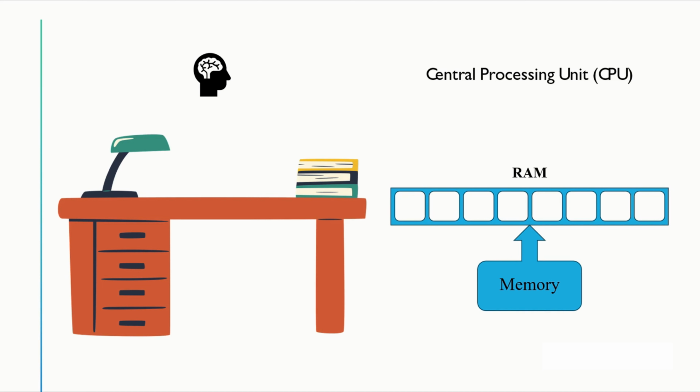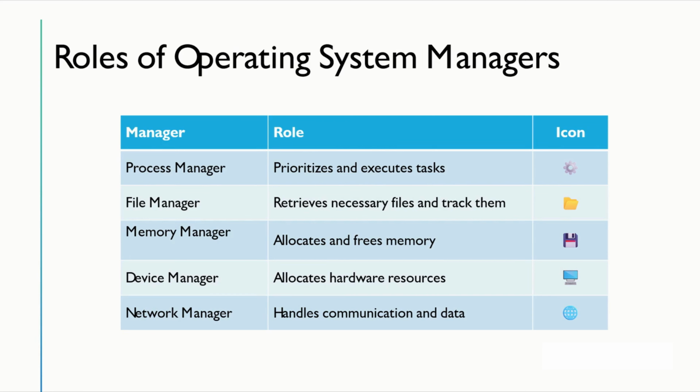Now, the CPU is a boss. Think of it as a boss. A boss normally doesn't do all of the things in a company. The CPU also doesn't do everything. It has managers to do that. In total, there are 5 managers that help the operating system run all of the processes smoothly.